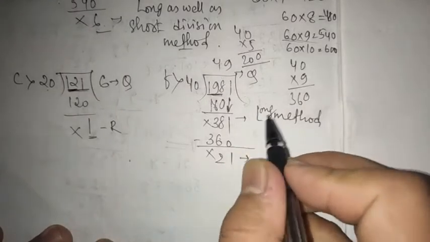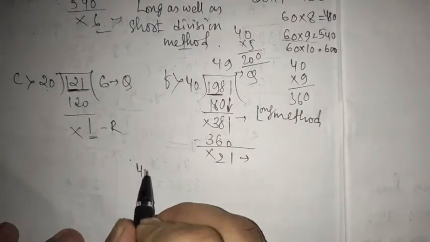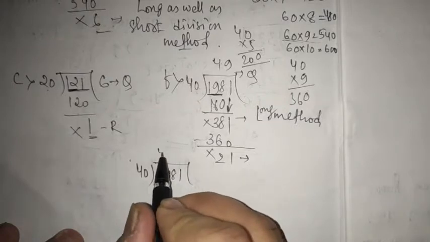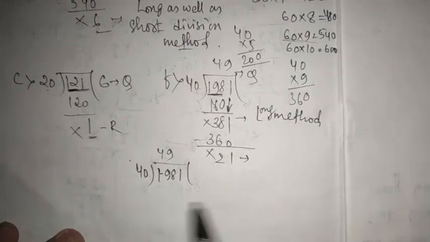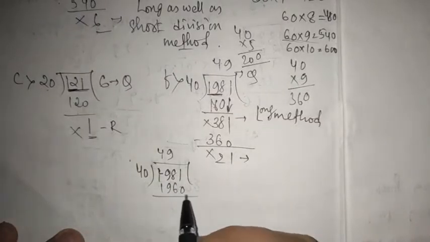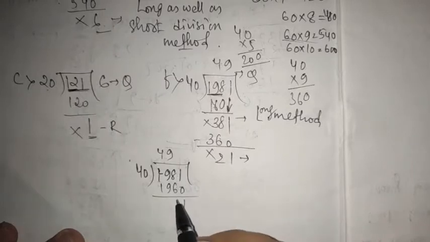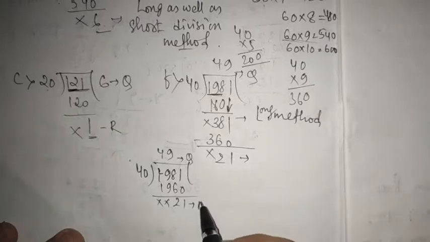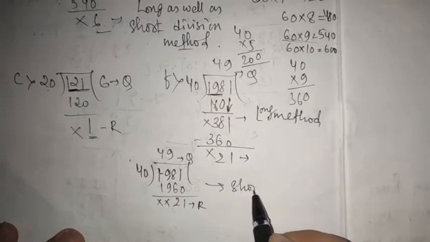If you do the long division method directly, just write 1981, and 40 into 49 is 1960. So subtract this: 1 minus 0 is 1, 8 minus 6 is 2, 9 minus 9 is 0, 1 minus 1 is 0. So your quotient is this one and your remainder is this. So this is your short method.